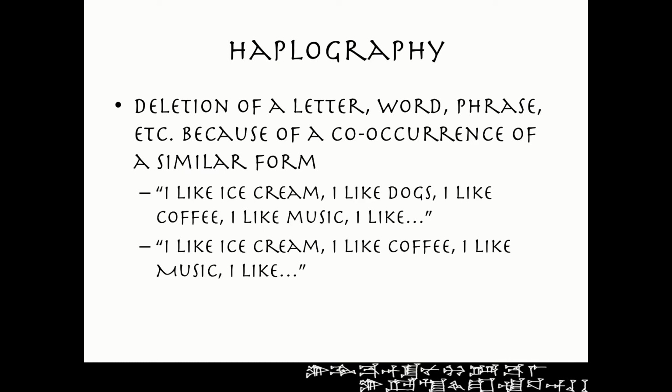So you'd say, I like ice cream. You'd look down, you'd write I like ice cream. You look back up and you see I like so many times there that you skip to the wrong one. So if you notice in the second sentence, I like ice cream, I like coffee, it skips over I like dogs because of the similar I like beginnings. This is a type of haplography.